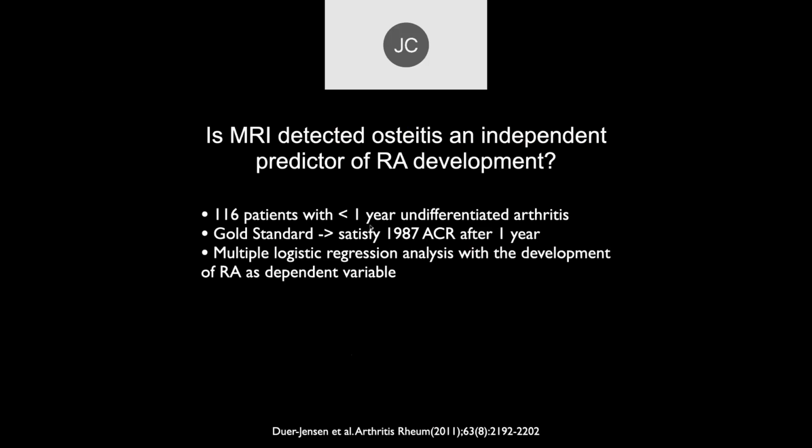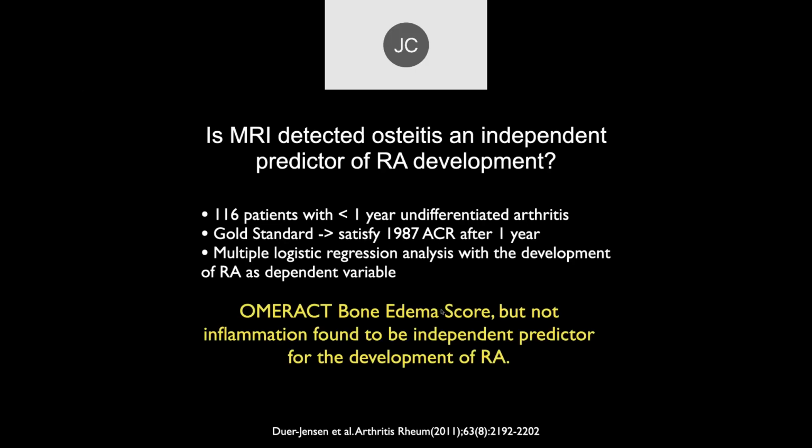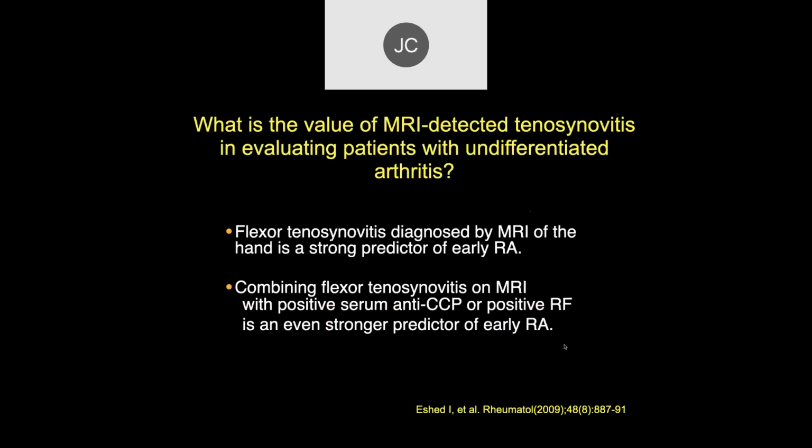And here's a study where they looked at MRI-detected osteitis as an independent predictor of RA development. They looked at 116 patients. They used the old 1987 ACR criteria after 1 year, and they found that RA was predicted if they used the OMERACT bone edema score. They found that MR was an independent factor for the diagnosis of joint involvement with rheumatoid arthritis.